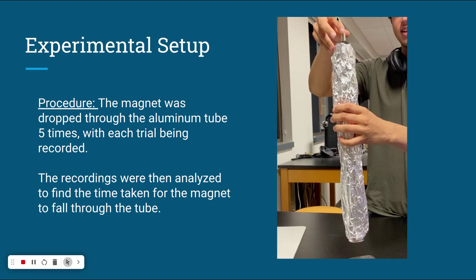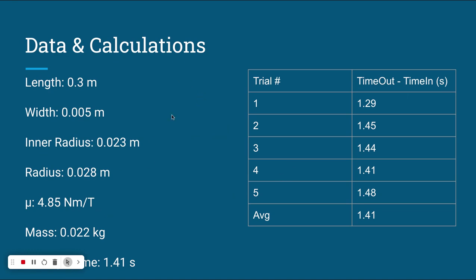Experimental setup. The procedure is just dropping it through the tube 5 times, and each trial is recorded. We then analyze the recordings to find the time taken for the magnet to fall through the tube. Some quick data over here: the average time is 1.41 seconds. You can see length, width, radius, dipole moment, mass. And here we have our trials, the time that we measured in the videos, and our average.